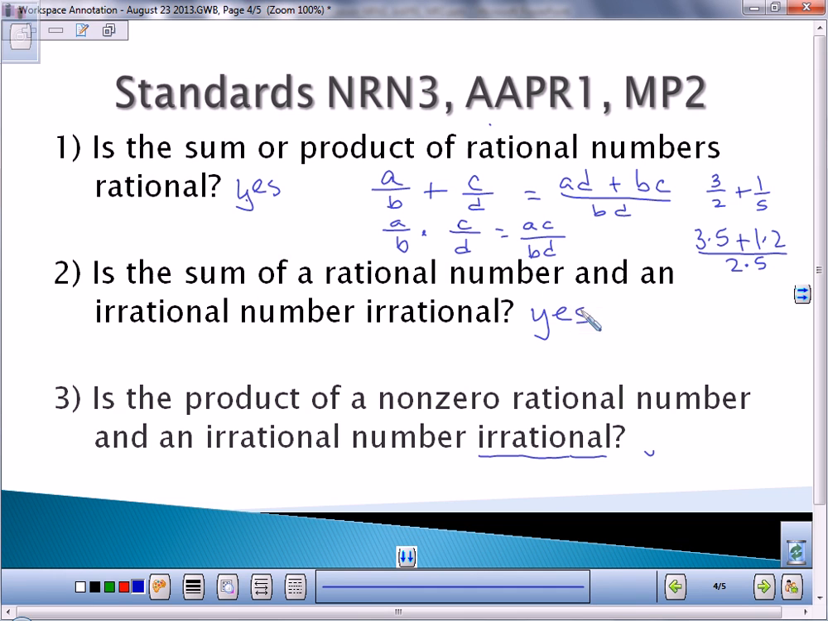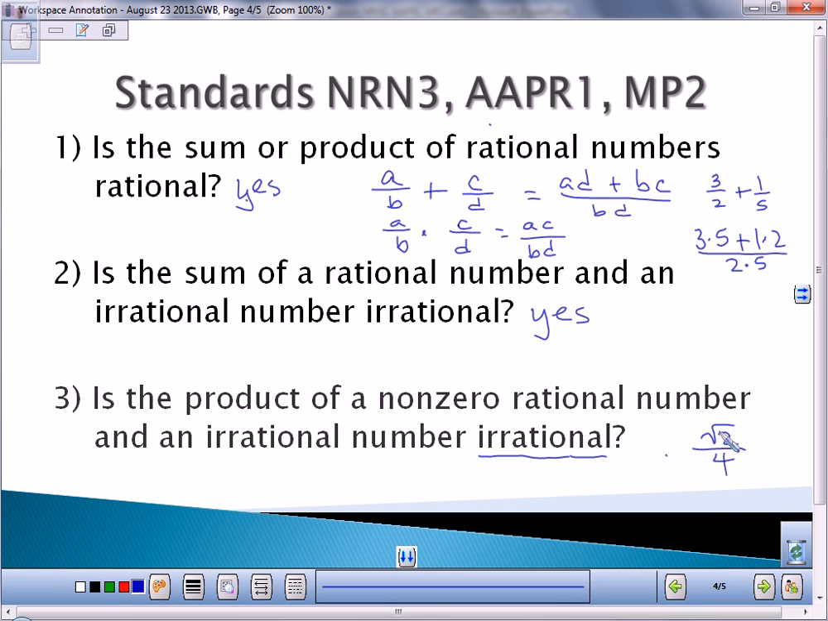Okay, is the product of a non-zero rational number and an irrational number irrational? Non-zero means anything but 0. Yes, it's still going to be irrational. Like if we took the square root of 2 and multiplied it by any rational number, 3, is it irrational? Yes. If we multiplied it by 0.25, is it still irrational? Yes. I'm not getting rid of the irrational part, am I? So it's still irrational.